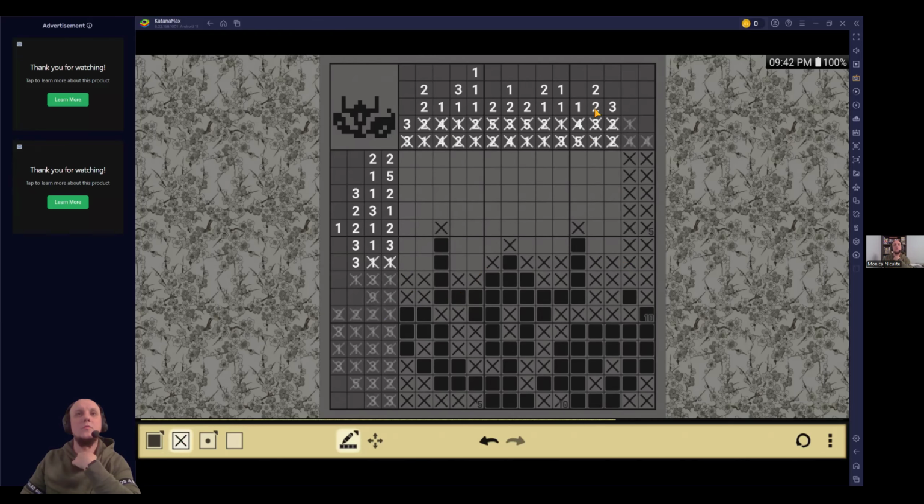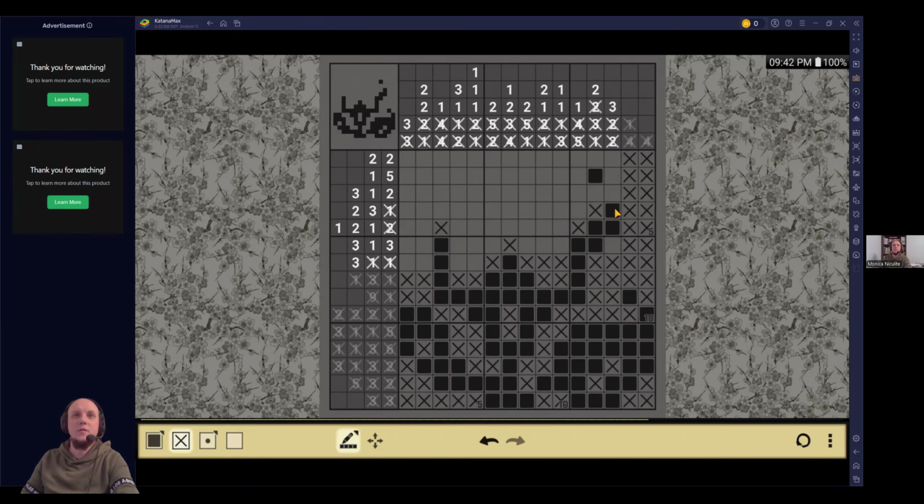2 plus 2, 4, 5. So 2 plus 2 is 4. With 1 space, that's 5. Out of 6, that means 1 uncertainty. So we know those are here. That means this 2 is here. That also gives us 1 cell for the 3, which is this one. We close it like that, which makes the 2 obvious here.